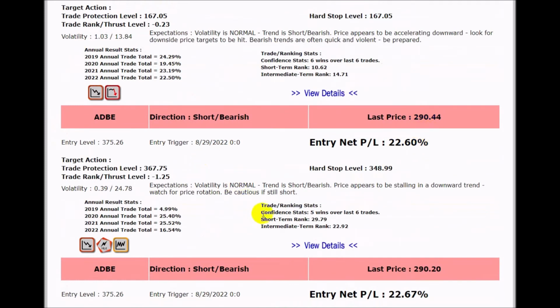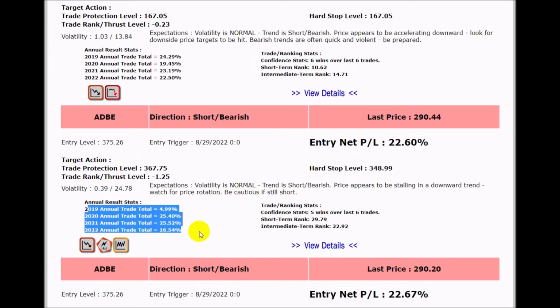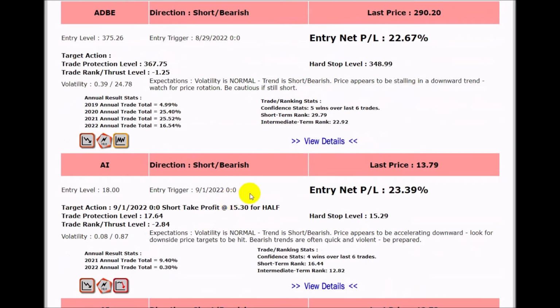Adobe, same type of scenario, very strong ranking. You see here, won 5 of the last 6 trades, up already 22%. We haven't hit our take profit level. This looks like a great trade here, setting up, probably going to hit our profit target and get a take profit level pretty soon. Very strong annual returns. I mean, look at this. This is fantastic returns overall.